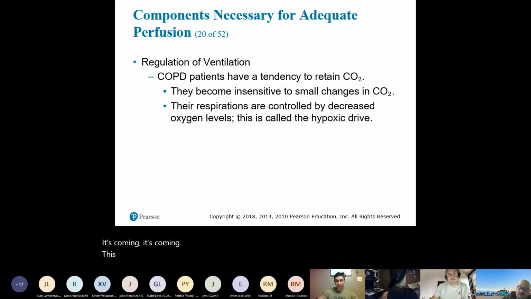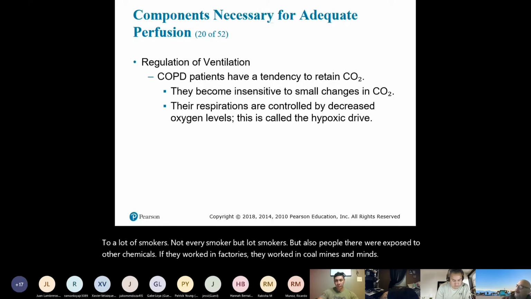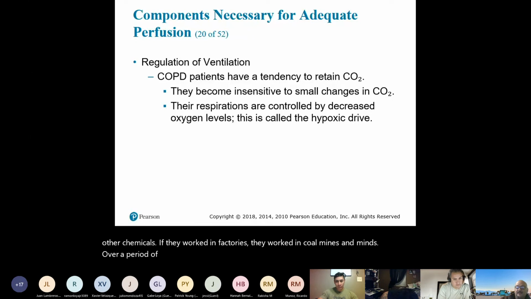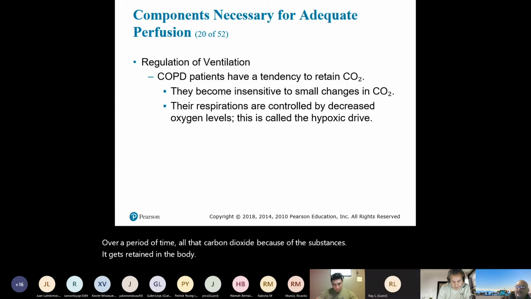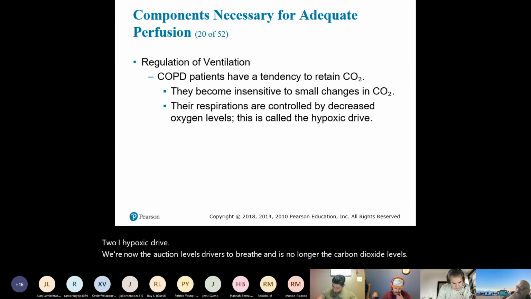This happens to a lot of smokers. Not every smoker, but a lot of smokers. But also people that were exposed to other chemicals, if they worked in factories, coal mines, and mines. Over a period of time, all that carbon dioxide, because of the substances, gets retained in the body. And so the body gets used to that increased carbon dioxide level. So eventually it says, okay, I'm going to keep you here. So it adjusts. And that's when we switch over to a hypoxic drive, where now the oxygen levels drive us to breathe, and it's no longer the carbon dioxide levels. Okay.